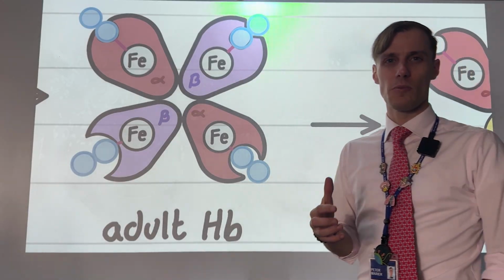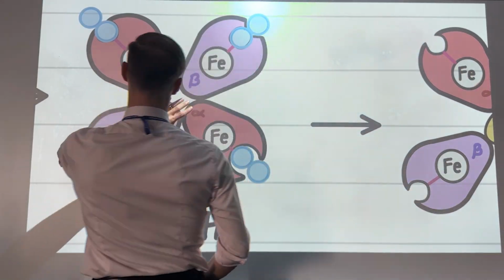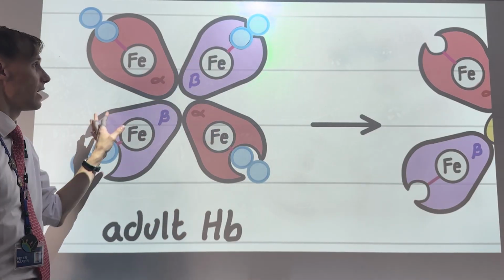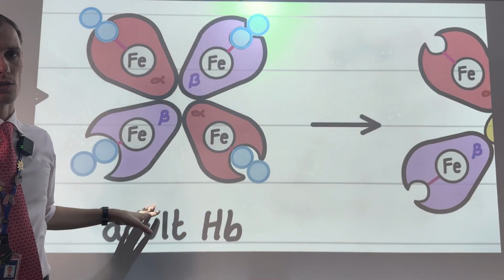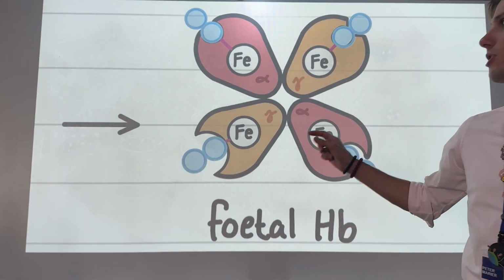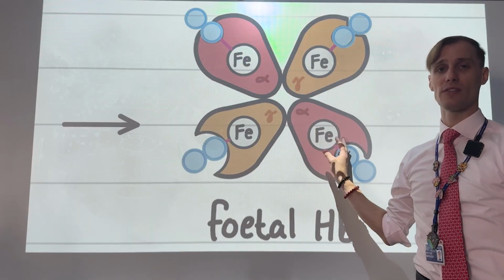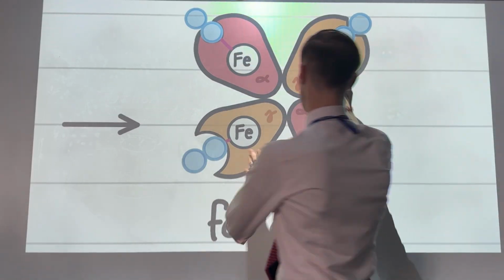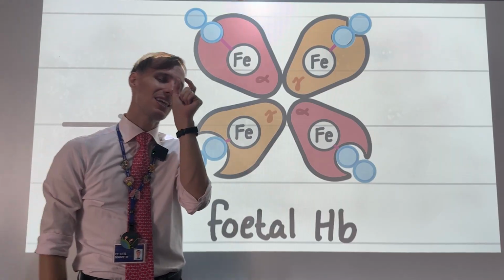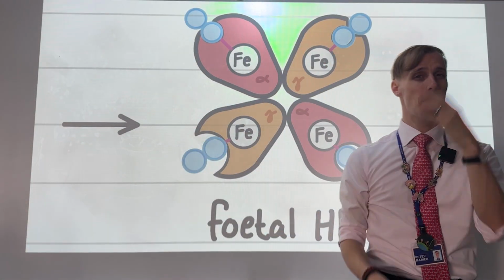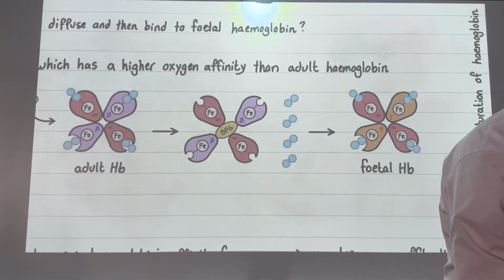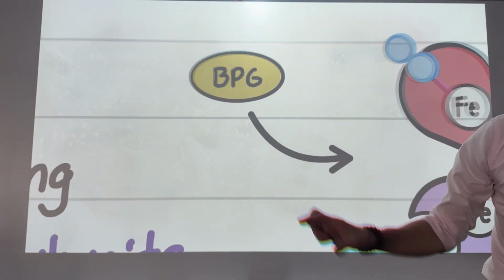So adult hemoglobin, as we've already discussed, is composed of 2 alpha subunits and 2 beta subunits, able to bind to 4 oxygen molecules. So how does fetal hemoglobin differ? Well, fetal hemoglobin is made up of the same 2 alpha subunits, but instead 2 gamma subunits. It's a very similar structure, but this key difference between the gamma subunits and the beta subunits is all the difference in the world.